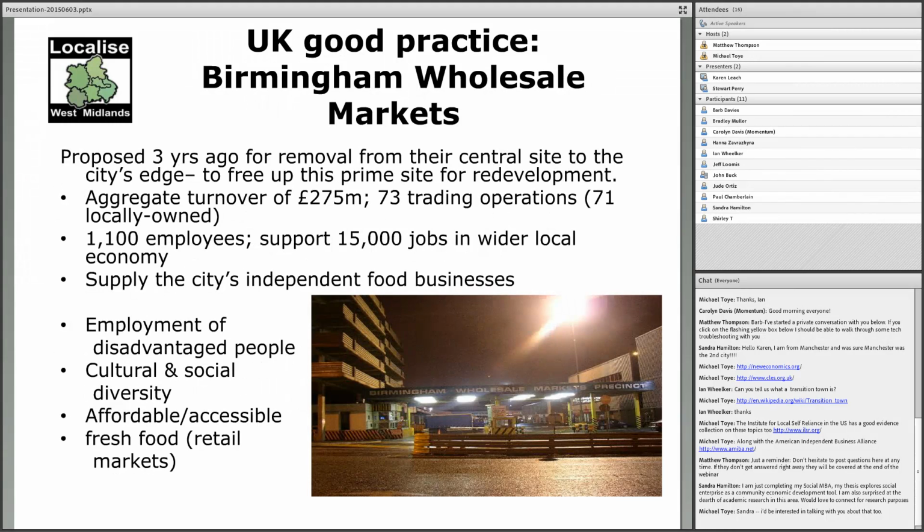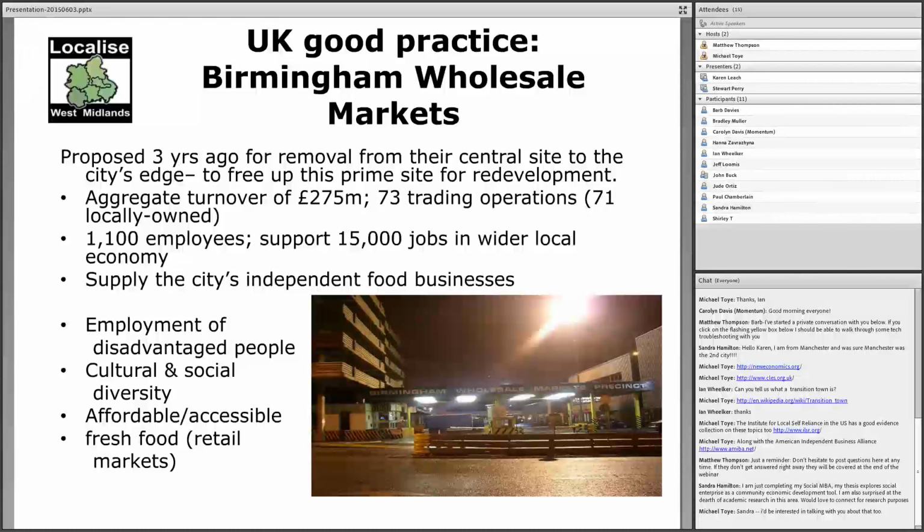Birmingham wholesale markets. This is different because it's not a CED initiative. It just has excellent, totally accidental social impacts. Wholesale markets are getting quite scarce in the UK because our food chains are dominated by multinational supermarket chains and their distribution networks. So this market is an integrated fruit, veg, meat, fish and flour market right in the city centre. It's made up of 73 trading operations. It's got an aggregate turnover of 275 million. They reckon that 15,000 jobs are dependent on those markets. Plus, of course, it's an excellent source of fresh food and jobs for disadvantaged people right in the city centre.